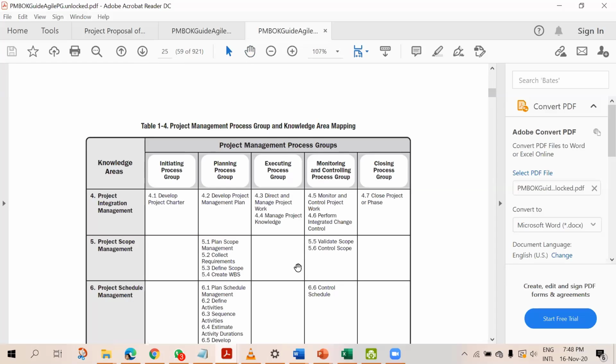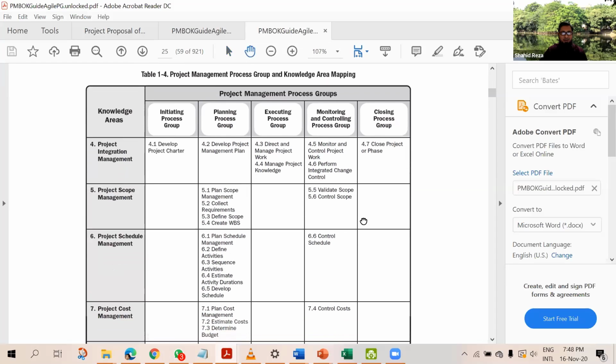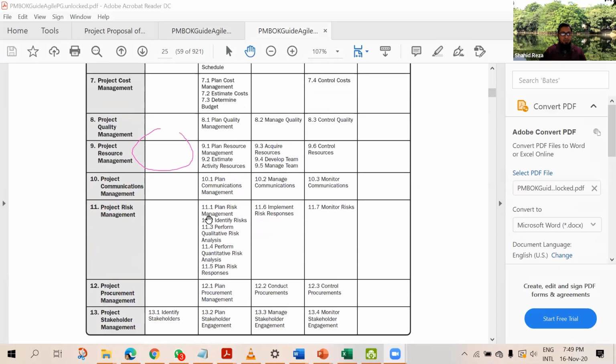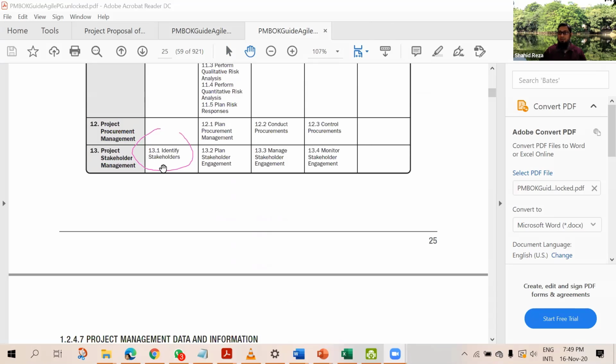So far what we did, let's see. This is the heart of the Timebox, 6th edition. So far, we actually completed this process, Develop project charter. Then we completed also Identify stakeholder. And at the same time, we completed this whole knowledge area, project stakeholder management.